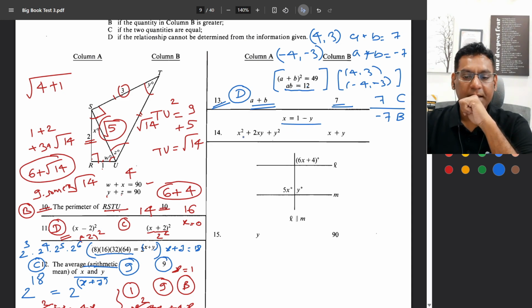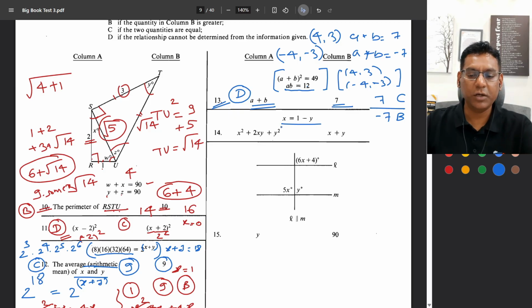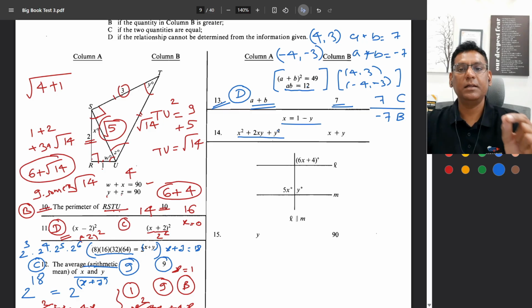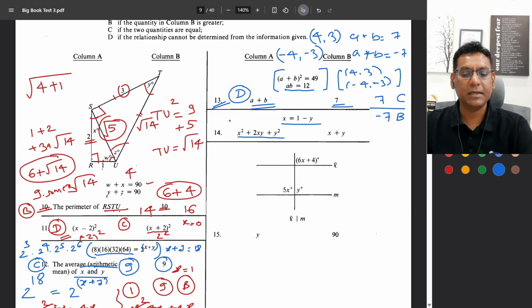All right, x squared plus 2xy plus y squared, x plus y. Again, you can plug in numbers, but let's do it the algebra way first, because this immediately rings a bell that this is of the form x plus y squared.